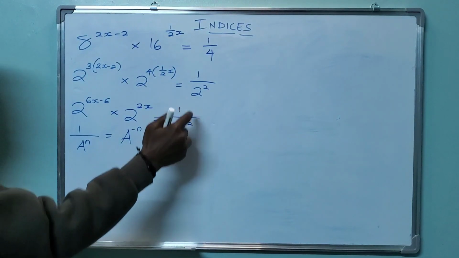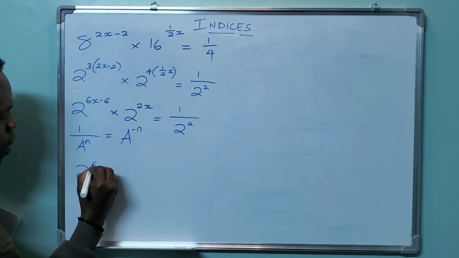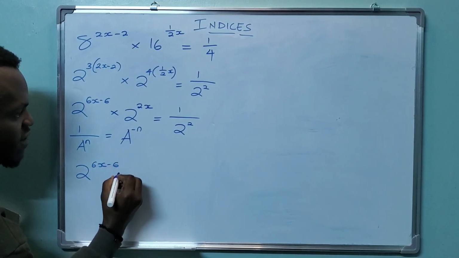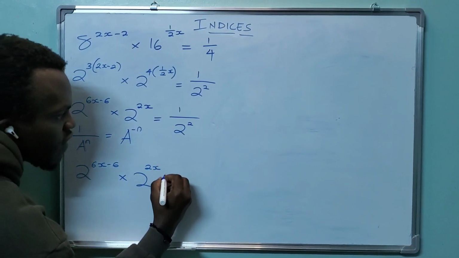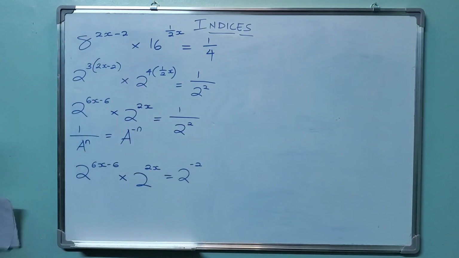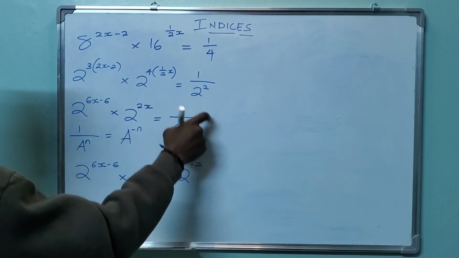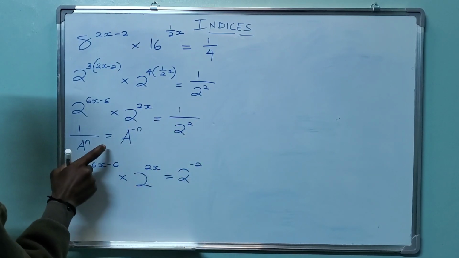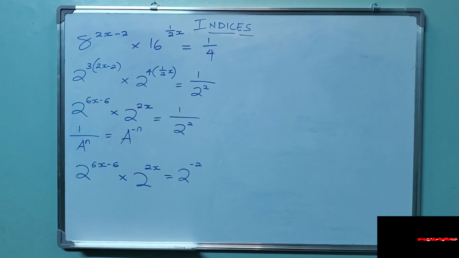So instead of having 1 over 2 raised to power 2, I'm going to have here 2 raised to power 6x minus 6 multiplied by 2 raised to power 2x being equal to 2 raised to power negative 2. Why negative 2? Because this one is 1 over 2 raised to power n, and we are going to convert this one to this one using law number 4 of indices. So in that specific scenario now, I can solve for the value of x.